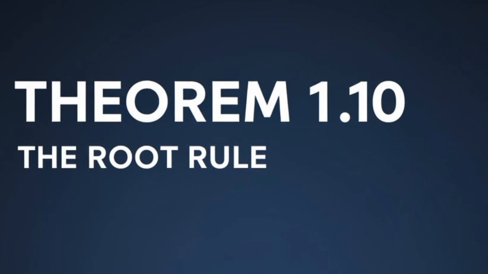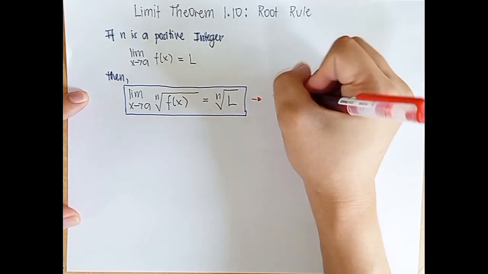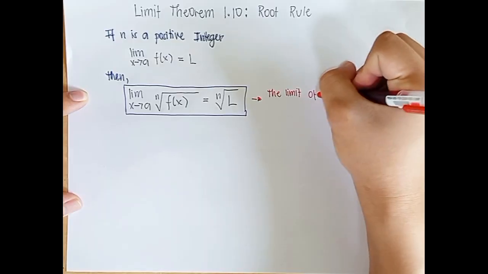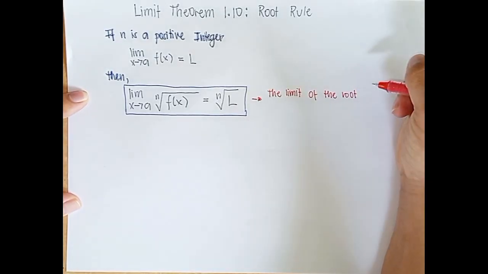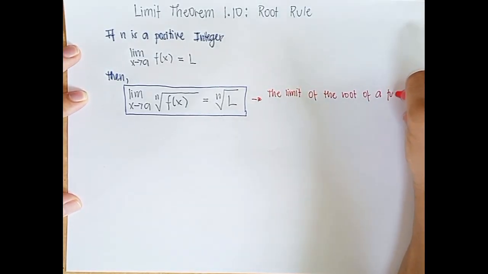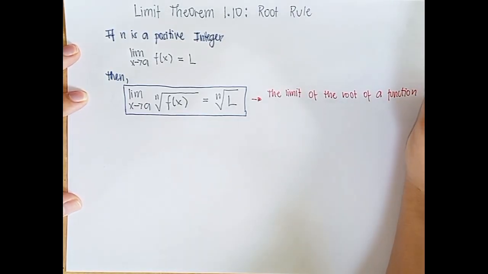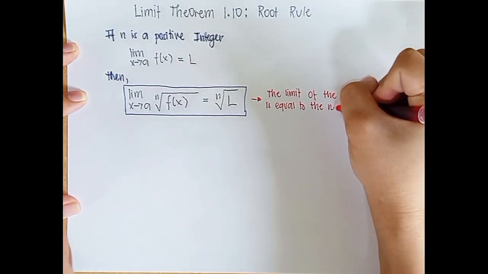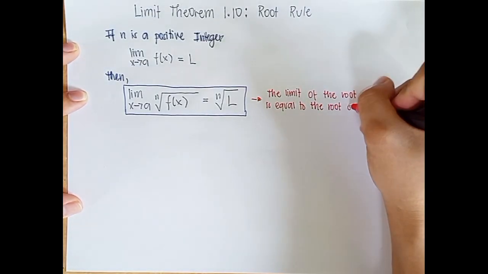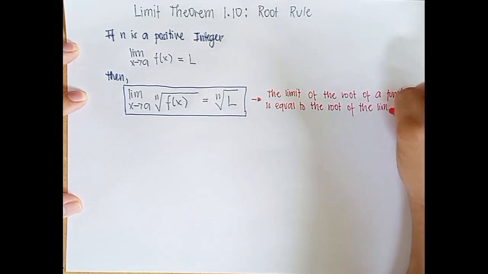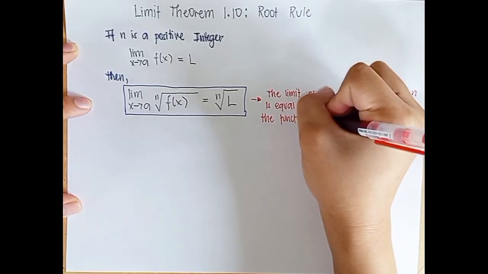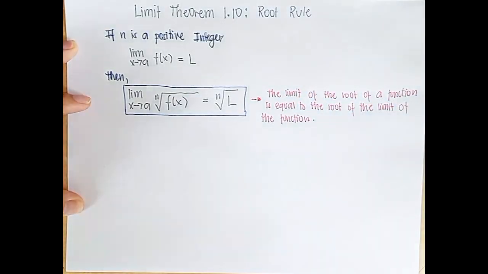Now we will proceed to the last theorem, theorem 1.10, the root rule. The limit of the root of a function is equal to the root of the limit of the function, provided that the limit exists and the root is defined. The root rule tells us that if the limit of a function f(x) exists as x approaches a, and taking the nth root of that function makes sense, the root is defined and real, then we can take the limit inside the root. This rule allows us to simplify limits that involve square roots, cube roots, or any other nth root.